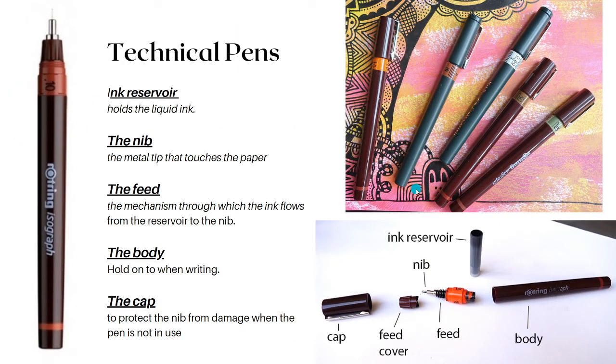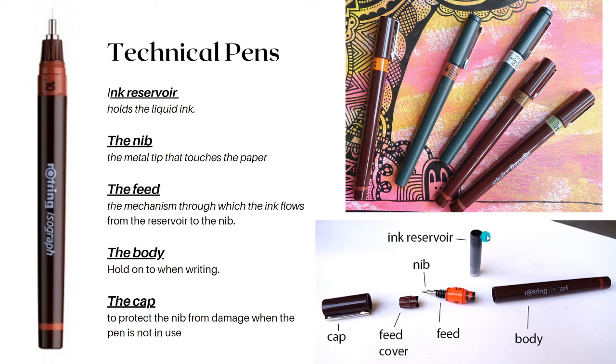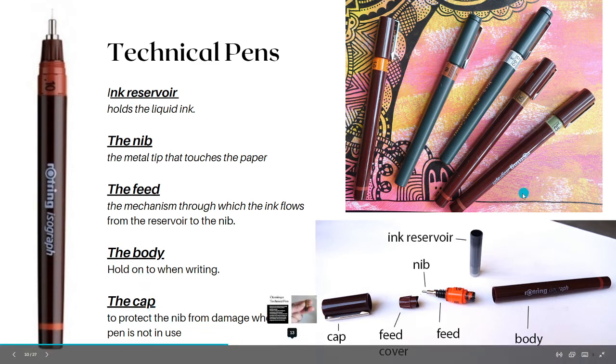So, a technical pen has this assemblage. First, the ink reservoir, of course, this would hold the ink. Then, the nib, a metal tip that would touch the paper. The feed would be the mechanism that would allow the ink to flow to the nib. Then, the body, atong hawidtan, or this would be the one we would be holding on to when we write. Then the cap, this would protect the nib from damage when the pen is not in use. Of course, covers atong ball pens.